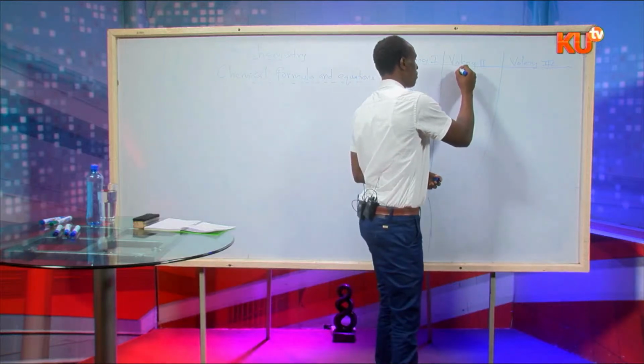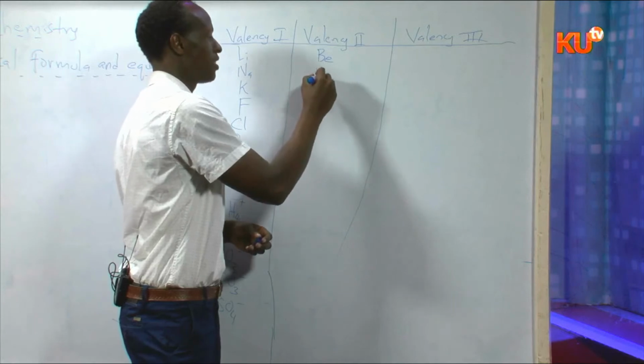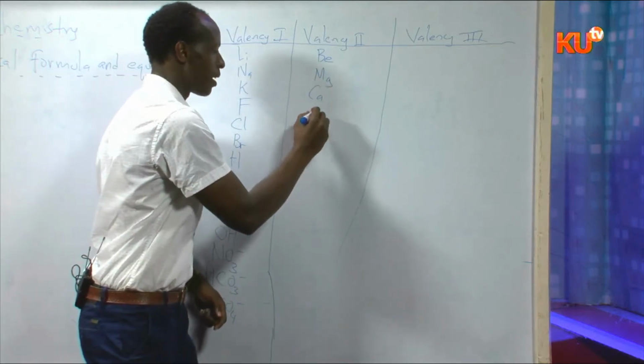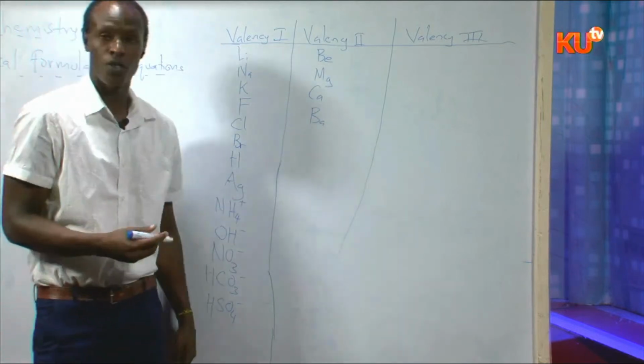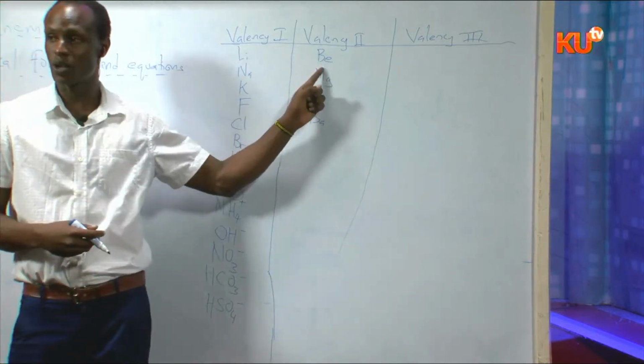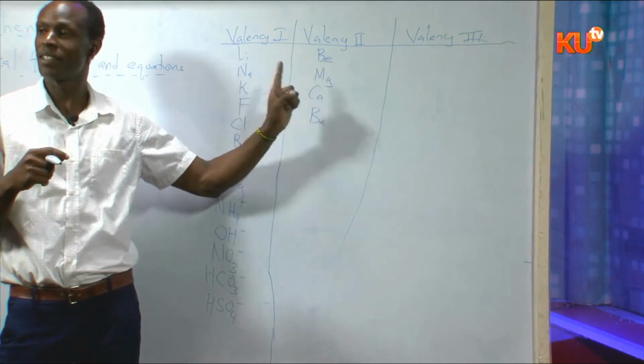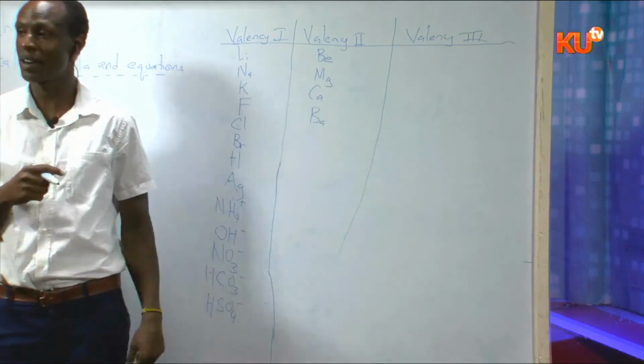We have beryllium, Be. We have magnesium, Mg. We have calcium. We have barium. That's all. These are alkaline earth metals. They fall in group 2 of the periodic table. Beryllium, magnesium, calcium, and barium.